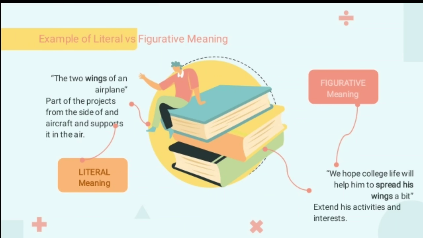Okay, example of literal versus figurative meaning. In this point, we will talk about the word wings. For literal meaning, the example sentence is: the 2 wings of an airplane. In this case, it is the part that projects from the side of an aircraft and supports it in the air. Besides, for figurative meaning, the example sentence is: we hope college life will help him to spread his wings a bit. In this case, spread his wings means extend his activities and interests.